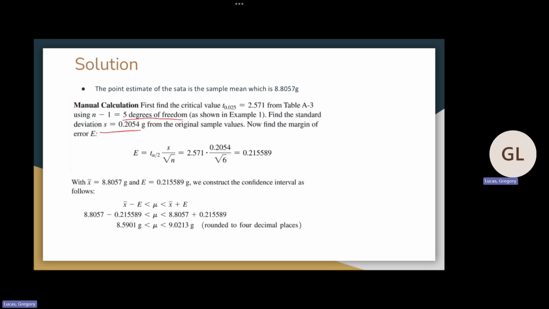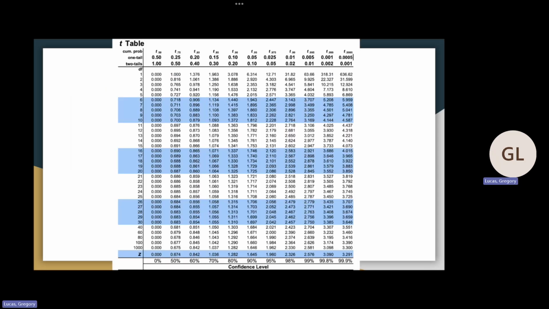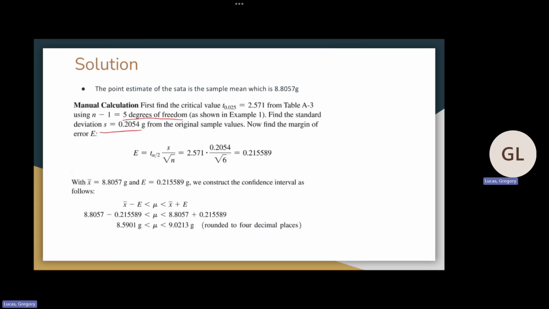Now we find the margin of error. To find the standard deviation, you have 6 values, so you could do it by hand, but it might be easier just to use a technology tool there. Let's go to our table for a second. I threw all these numbers at you, but let's actually see where they come from. So we'll go back and forth between the two slides.